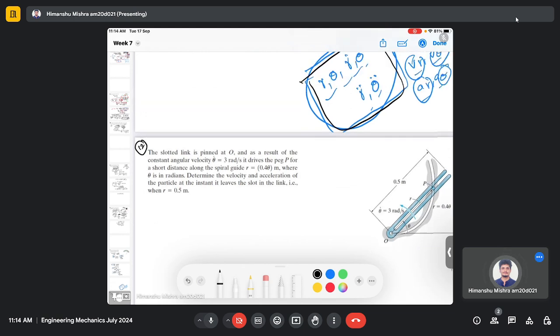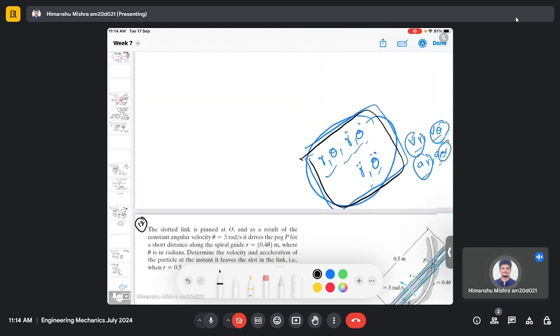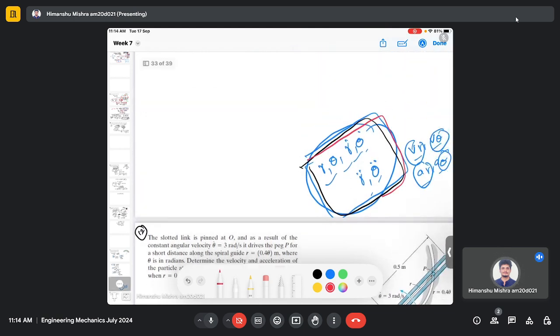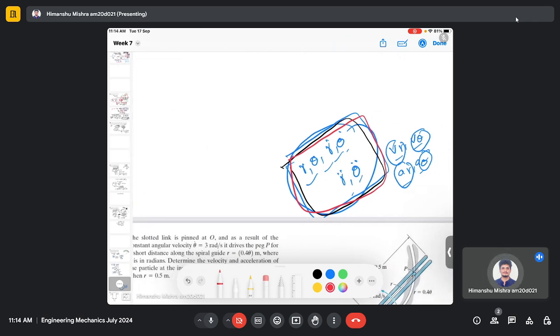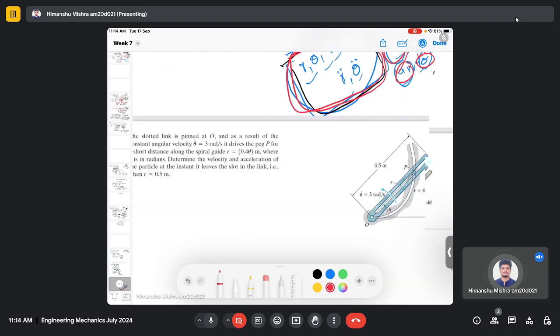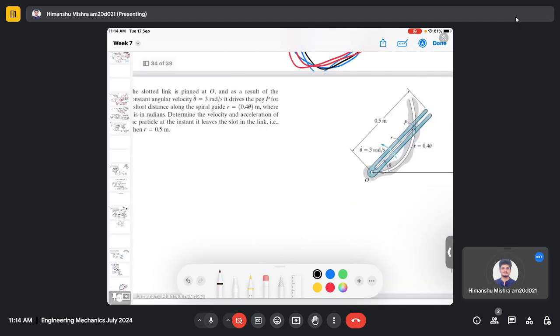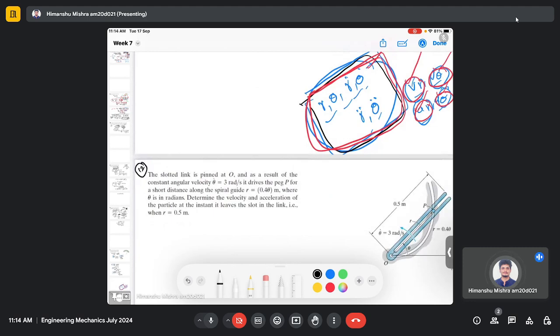As I said, your first objective should be to determine these 6 variables, because the components of velocity and acceleration are all made from these 6 variables, r, theta, r dot, theta dot, and r double dot, theta double dot. Once you figure out these 6 variables, you can easily find the components of velocity and acceleration, and then the magnitude of velocity and acceleration. So first let me write all these 6 variables here.